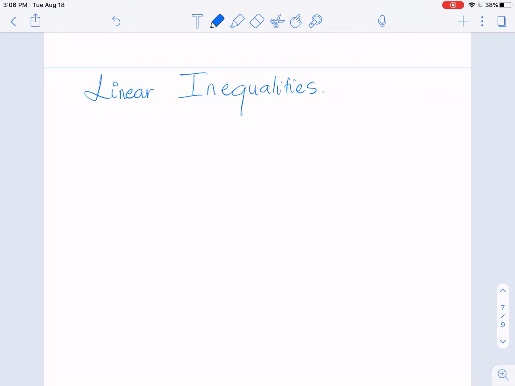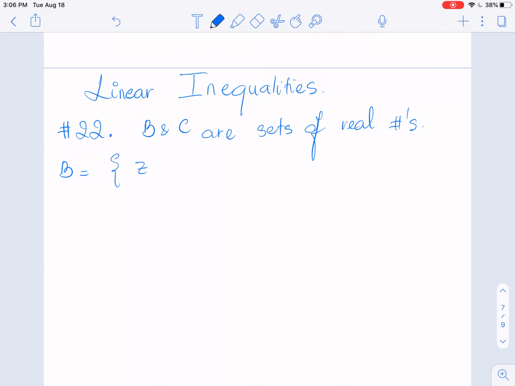Before I talk about linear inequalities, I want to set up the notation for linear inequalities. So let's take a look at number 22 on our worksheet. B and C are sets of real numbers. B is a set of real numbers, Z, such that Z is greater than 4. And C is a set of numbers Z such that Z is greater than or equal to 6.